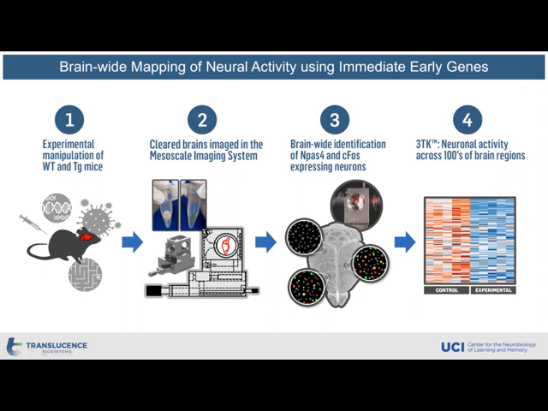Once the animal goes through this experience, we harvest the brain, then clear it and stain it using the iDisco protocol, image it on the mesoscale imaging system in a ZEISS light sheet microscope, and then we can detect brain-wide patterns of the expression of these immediate early genes, NPAS4 and CFOS, and then use our computational pipeline to determine statistically distinct patterns of neural activity across hundreds of brain areas.